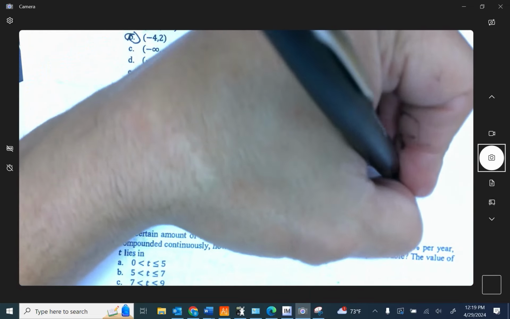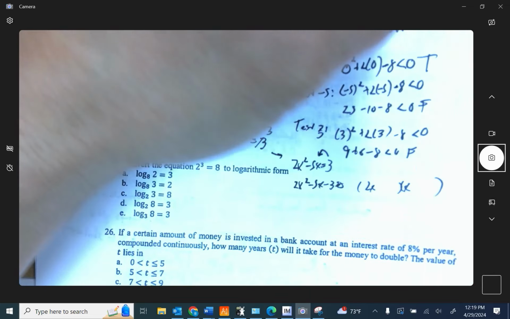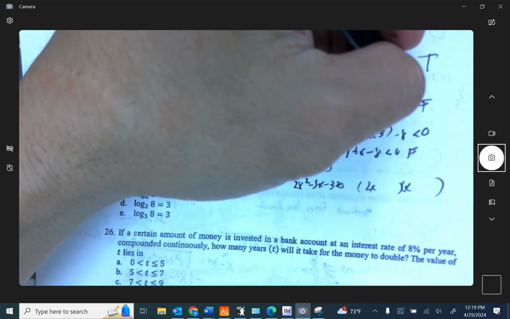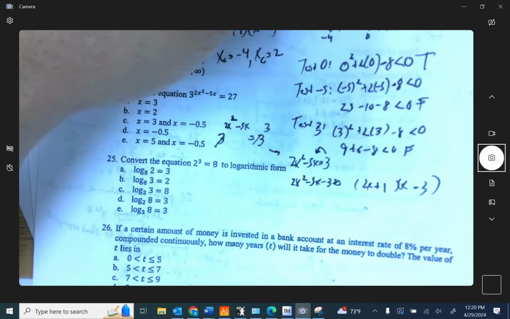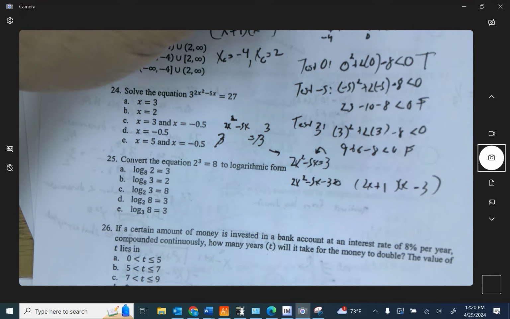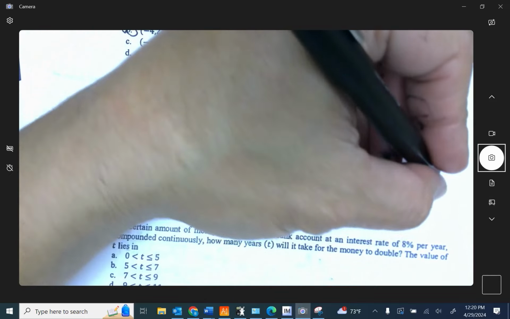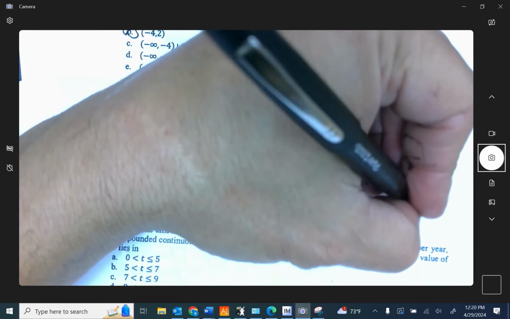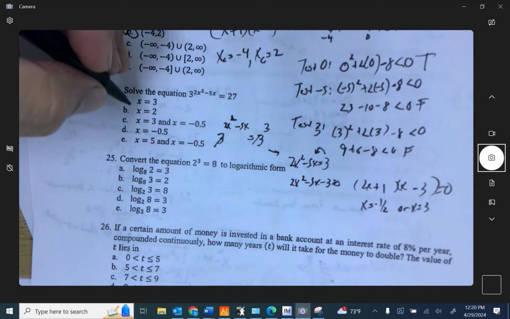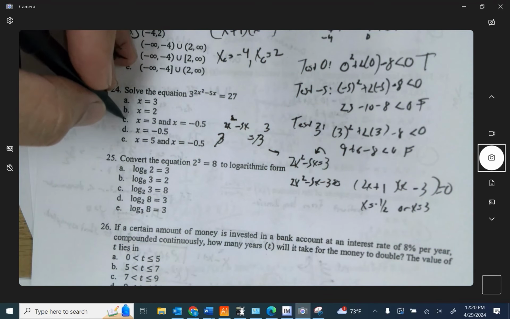We factor because we are little factoring creatures. Let's see, here do I want to factor you? I need a -3 and a +1. Yay, nay? I think that's a yay. Use that zero product property. X is -1/2 or X is 3. Looks to me like that's choice C.